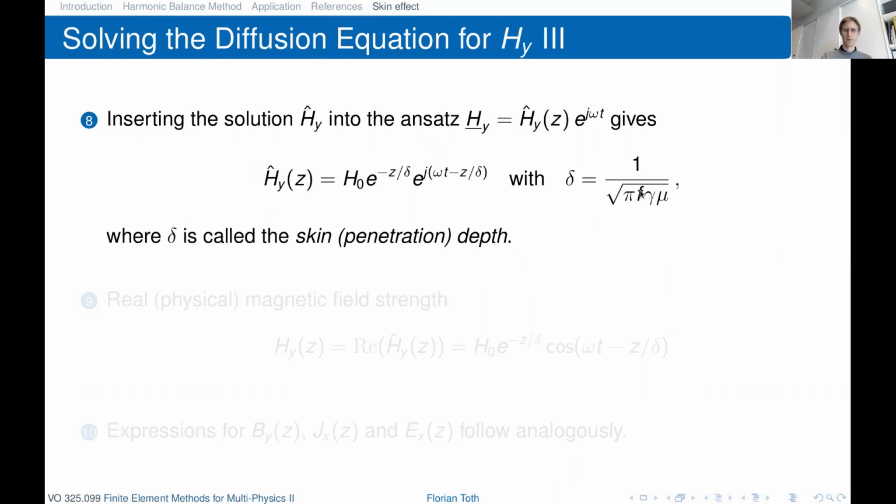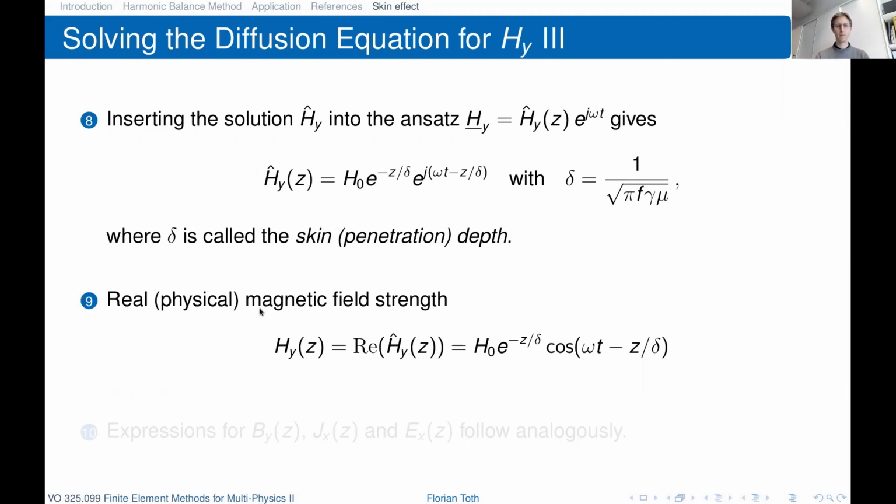And we see it is frequency dependent, and the real physical magnetic field strength is actually given by the real value. So this is the complex valued amplitude, and we can write it as the real value using the cosine, for example. And we can see here the amplitude of the cosine is actually decreasing with the distance, and the parameter for the decrease is z over delta, where delta is our skin depth. So this is a length dimension.